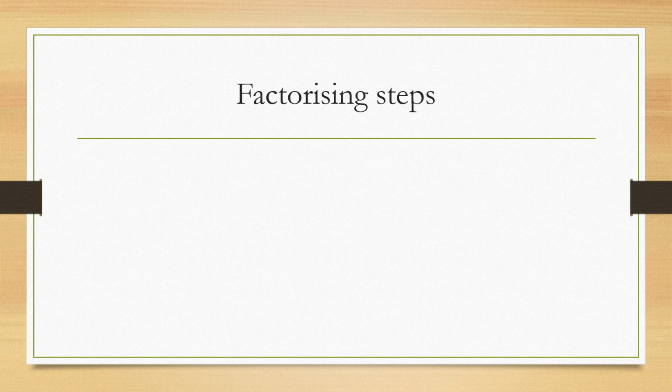So let's move on. Factorizing steps. Step 1: break all the terms into their factor form. When we say factor form, factors are being multiplied to make that number, letter, or term. So you must break it down into its factor form.